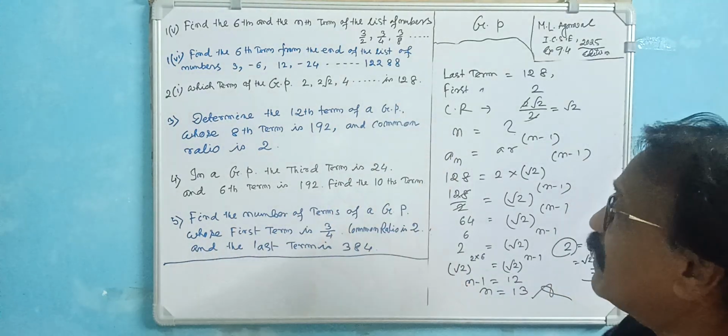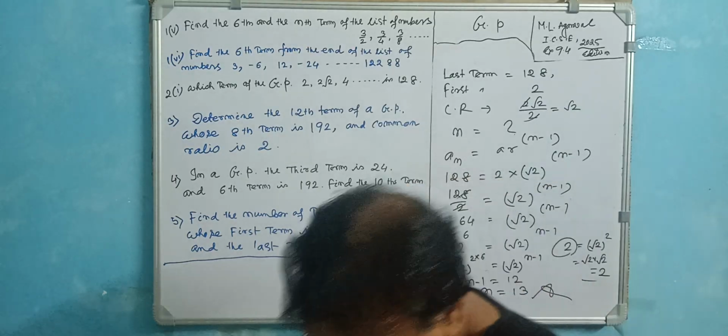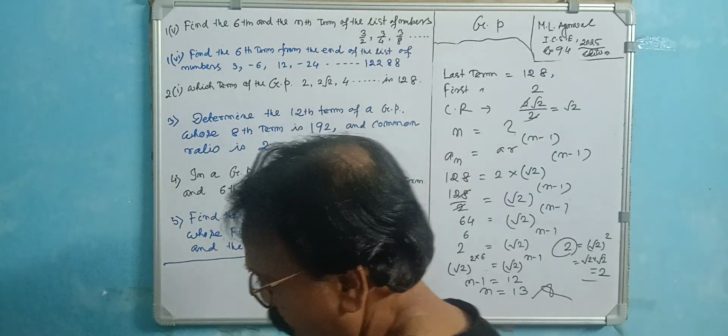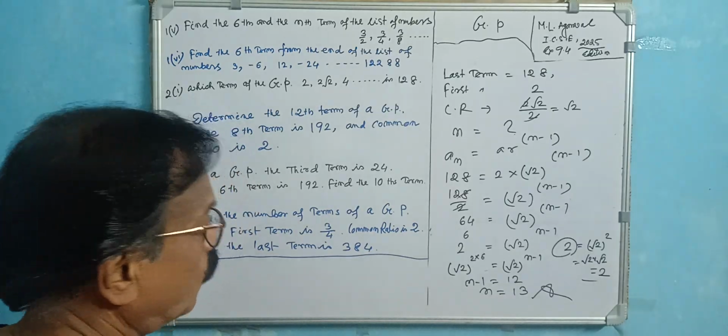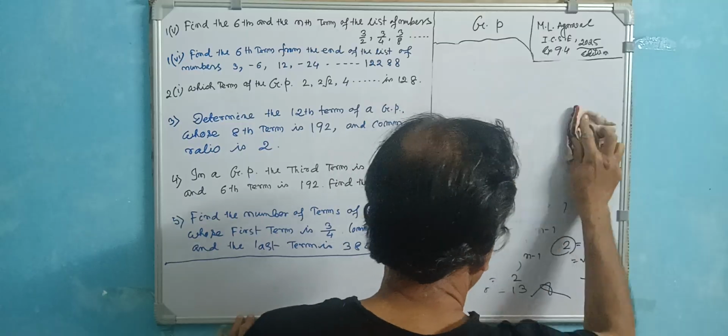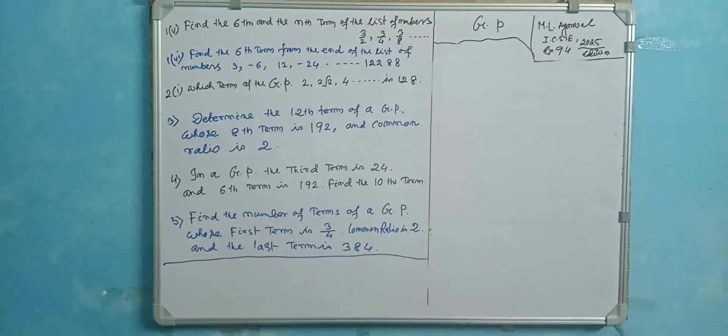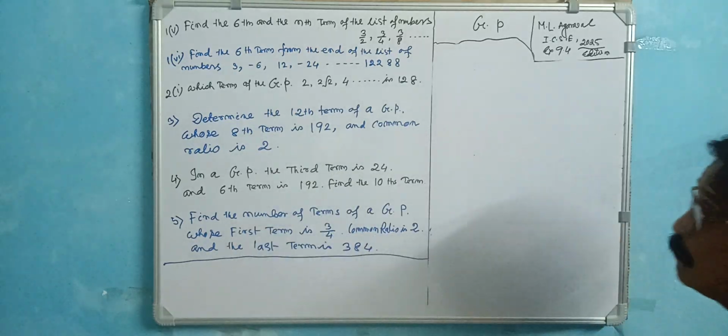This is a different pattern. Clear? The answer is 13. Now the next sum. I will continue very fast because the exam is coming next month, and the GP will be completed within this.